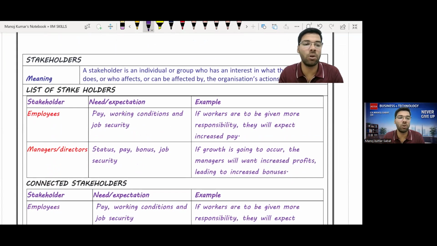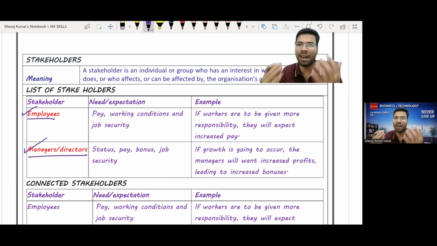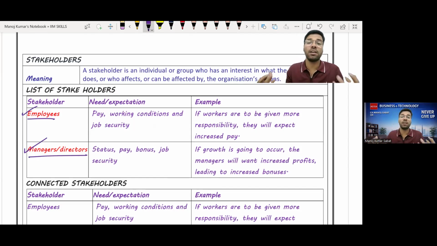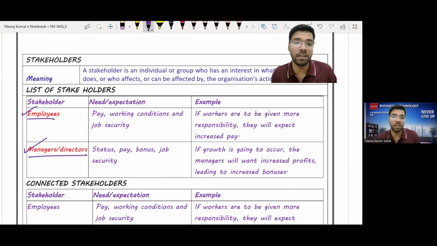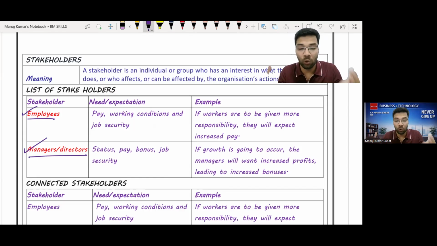Now let us quickly go through our other concepts. List of stakeholders: employees and managers. Employees and managers come under internal stakeholders. How are the employees interested inside the business? It may be an employee, a manager, or a board of director. They are interested inside the business in order to run the day-to-day operations. They help in growing the organization and also in increasing the profits, isn't it?